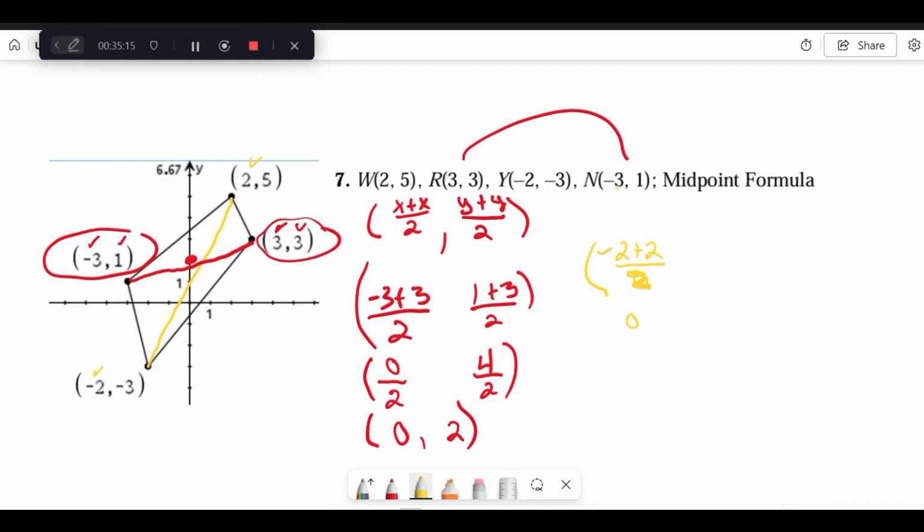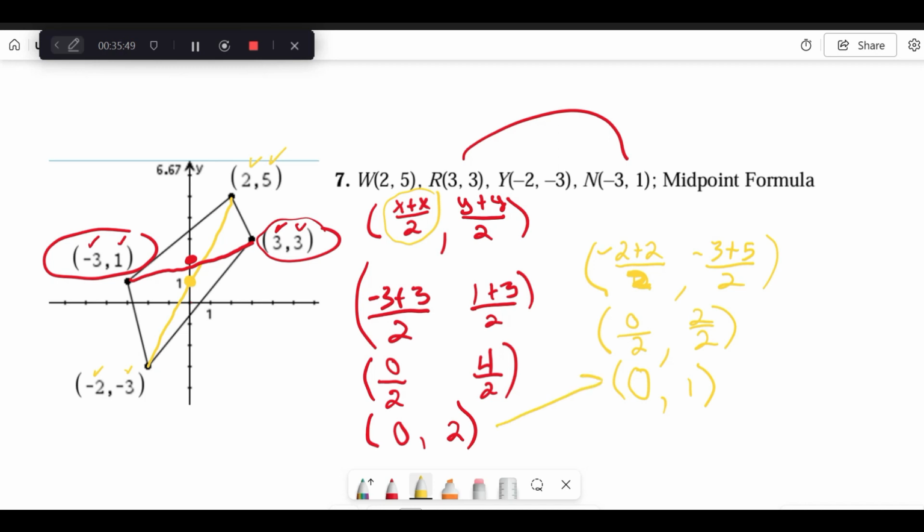So the formula says add the x's together and divide by 2. So I add the x's, divide by 2, and I get 0 divided by 2, which is 0. Then I add the y's, negative 3 and 5. So negative 3 plus 5 over 2. Negative 3 plus 5 is 2 over 2. And 2 over 2 is 1. So the midpoint of the yellow one is at (0, 1).